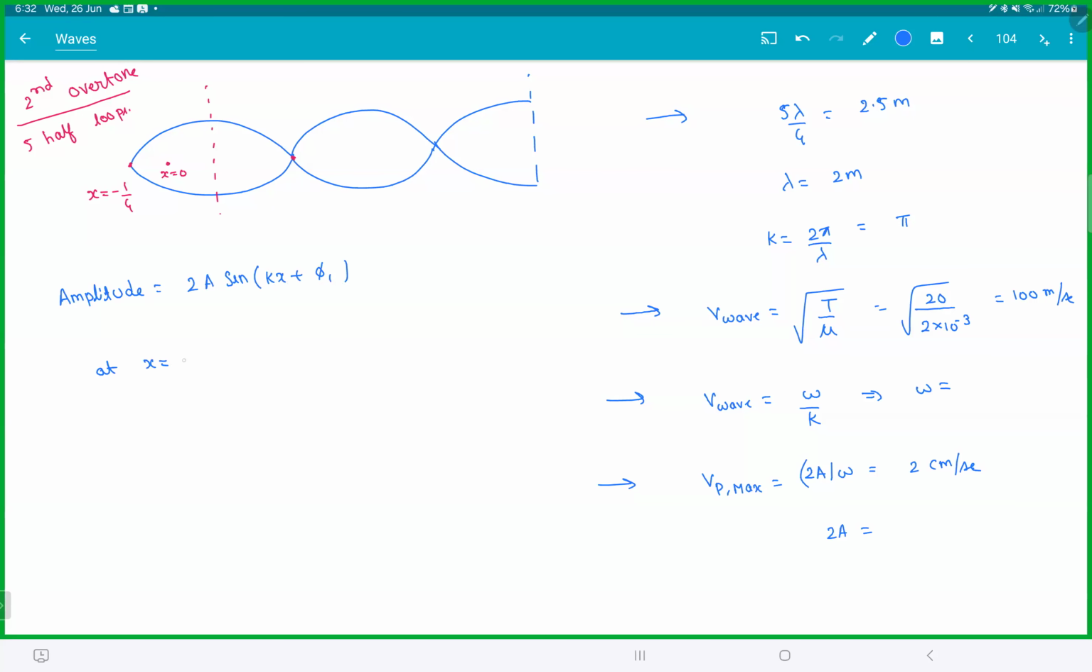So basically at x is equal to minus 1 by 4, we need a node. So therefore, k into minus 1 by 4 plus phi 1 should be 0. It can be 0, it can be n pi, anything. We are taking the first, the simplest one. We are taking 0. So we get phi 1 is equal to k by 4. k is how much? Pi by 4. Clear with the phi 1?